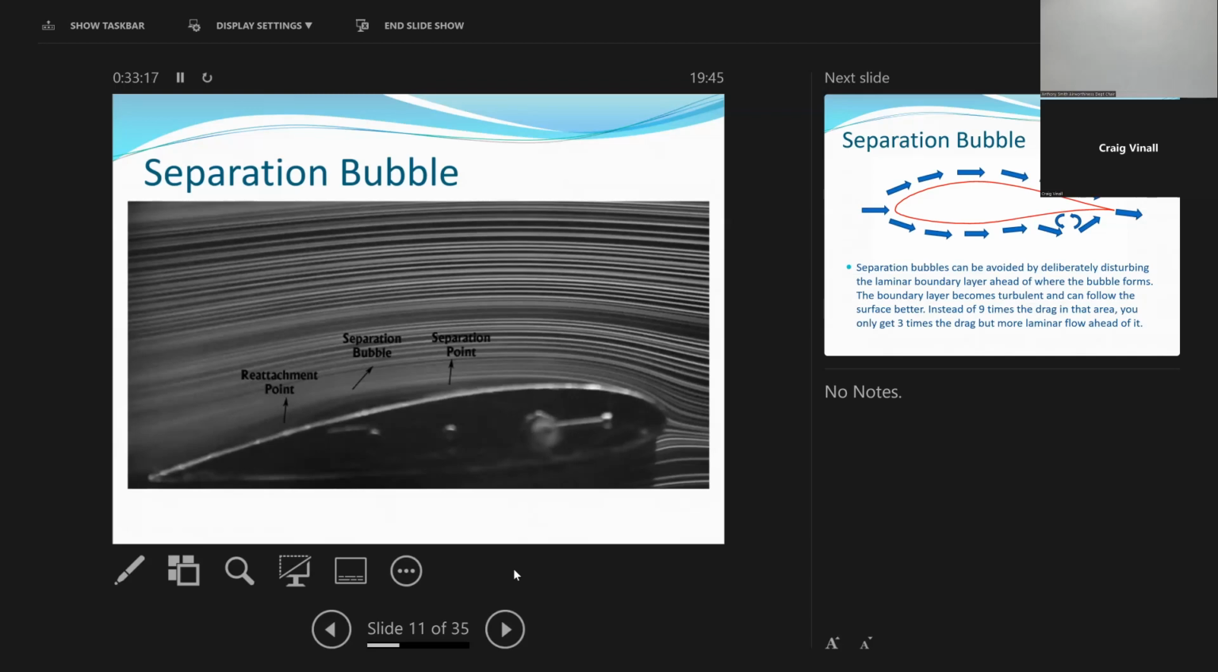Because the transition point will move forwards and backwards depending on the angle of attack, you might find that there's an angle of attack where the transition point will move forwards, it'll be turbulent flow, and therefore that bubble will disappear. It just depends on the angle of attack they're operating at.